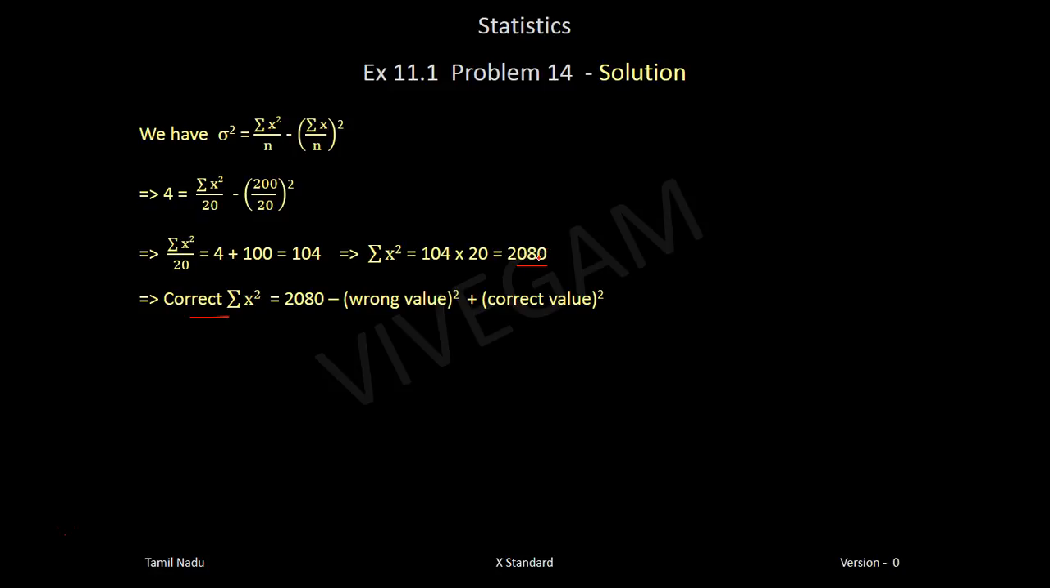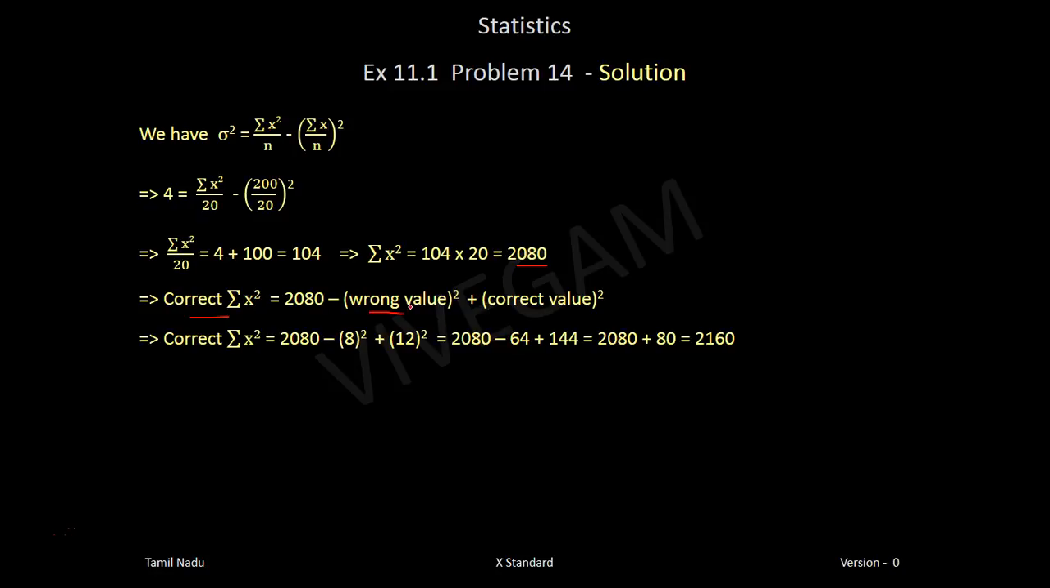So, from the incorrect sigma x square, you subtract the wrong value square, which is basically 8 square, plus add the correct value square. Right, because it's all x square. Earlier we subtracted the wrong value and added the correct value because it was sigma x. Because it is sigma x square, you will have to subtract the square of the wrong value and add the square of the right value. Suppose it is sigma x cubed, then you'll have to subtract the cube of the wrong value and add the cube of the correct value. You got it? Because this was the one which was causing the problem.